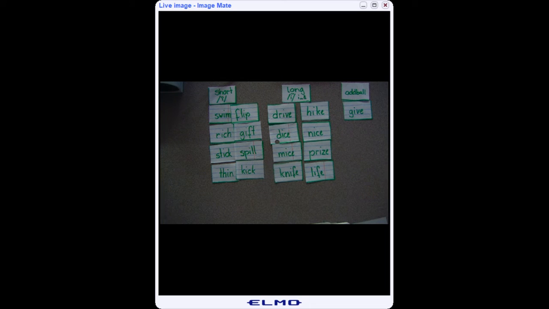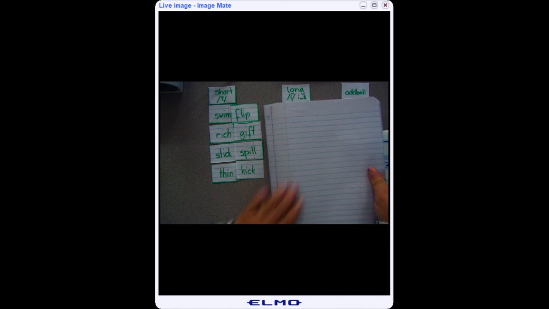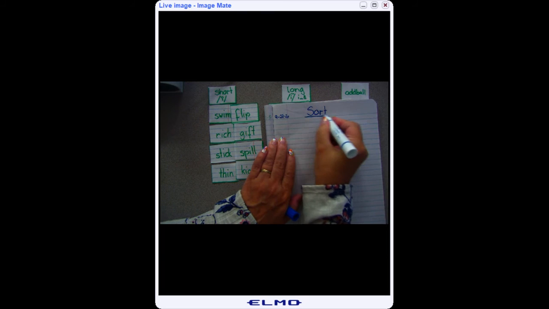Now we're going to take our handy dandy notebook and we're going to write it down. I'm going to cover this up so that you can see. So today we did a sort and we're going to write. Over here, I'm going to write down the date. Today is 9-22-20. You probably have a different date. So I'm going to just write down sort. And I'm going to underline it.